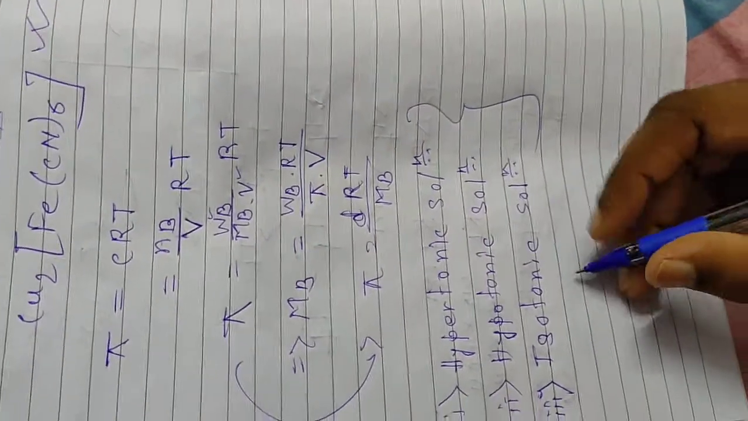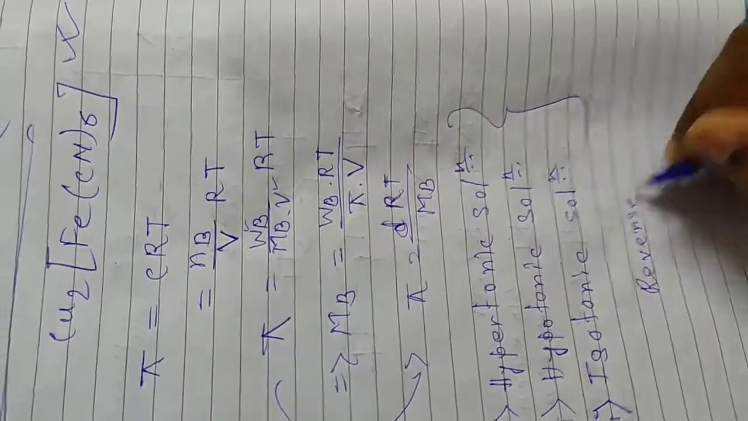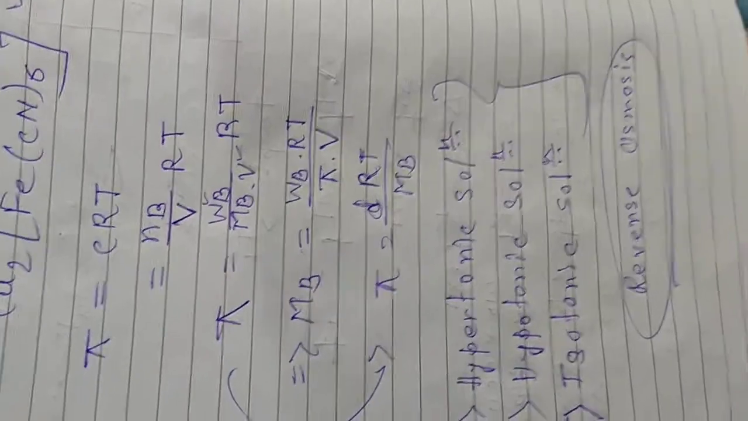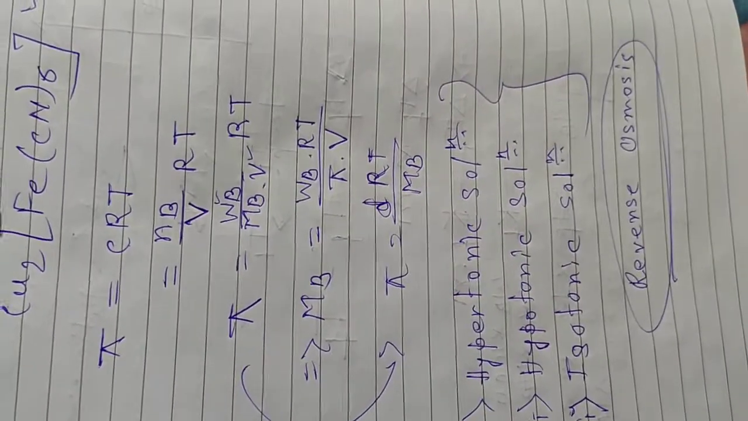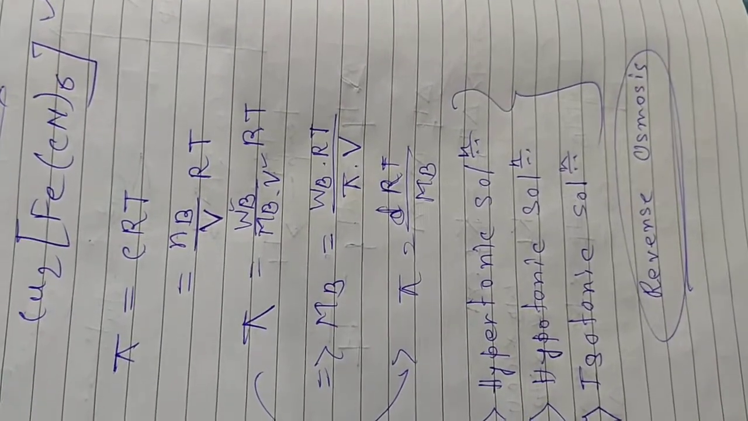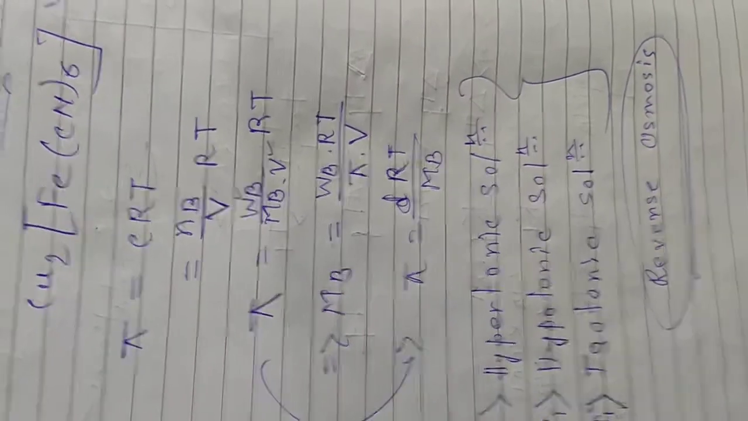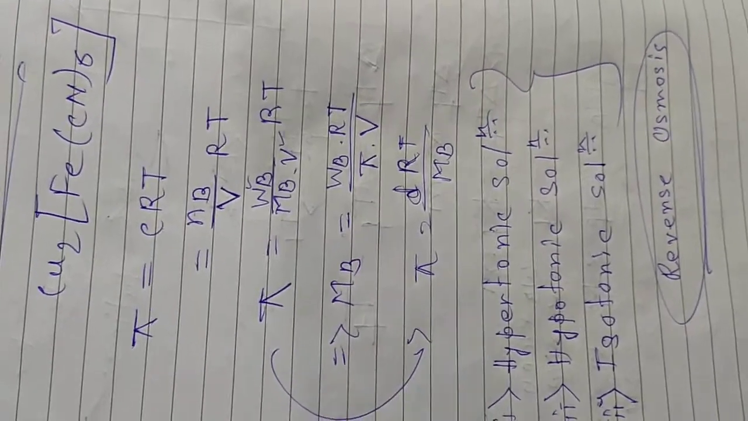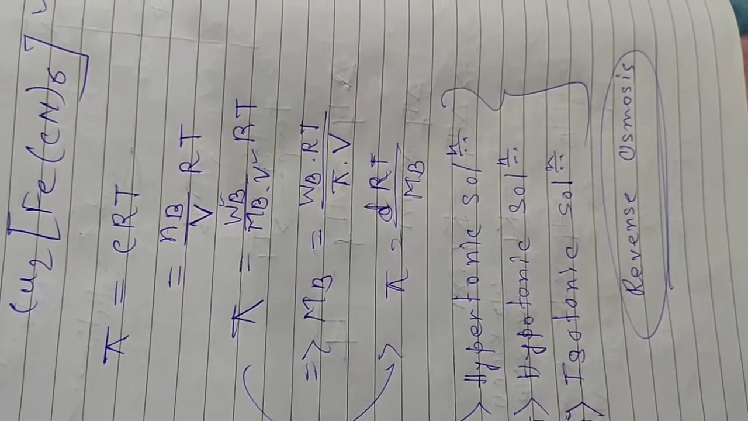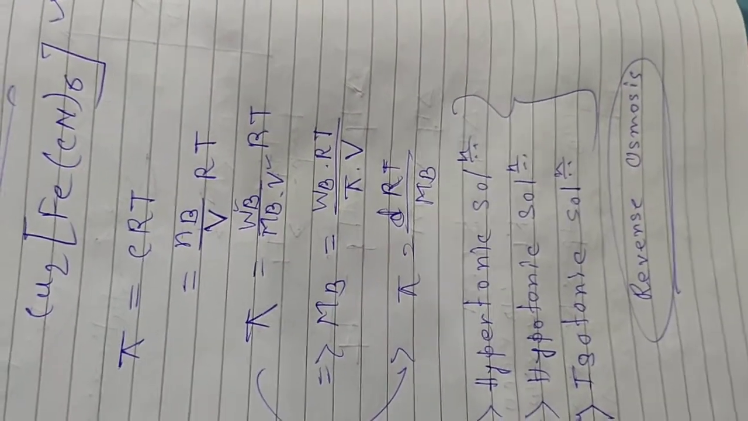One more term to be discussed, it is reverse osmosis. What is reverse osmosis? When the external pressure applied on the solution is more than osmotic pressure, the solvent flows from the solution to the pure solvent, which is called reverse osmosis. It means in case of reverse osmosis, the solvent particles flow from the solution of higher concentration to the solution of lower concentration by applying pressure only. Is that clear, everyone?